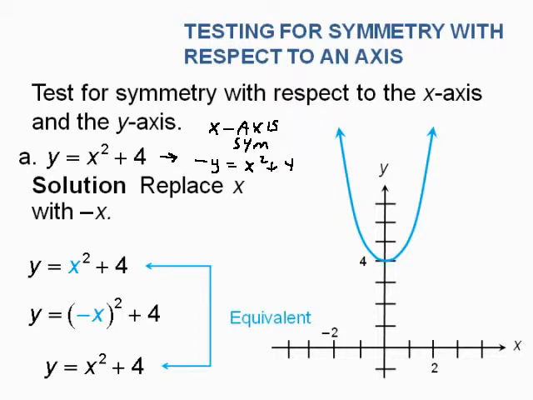Now, obviously, you can tell that's not going to be the same equation back because one's positive y and one's negative. Or if you wanted to solve this for y, you could multiply both sides through by negative 1, and look what you would end up with. Are these two equivalent equations? No. So this one has failed the x-axis symmetry test.